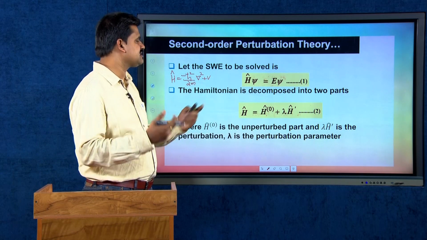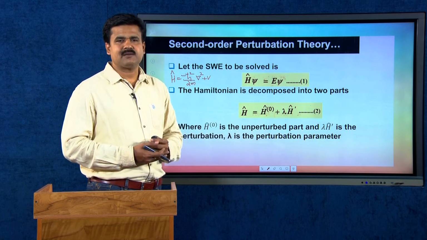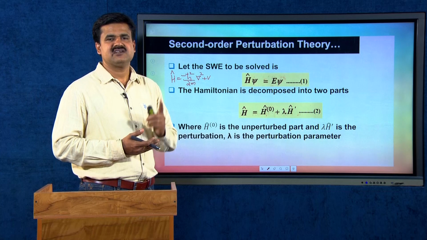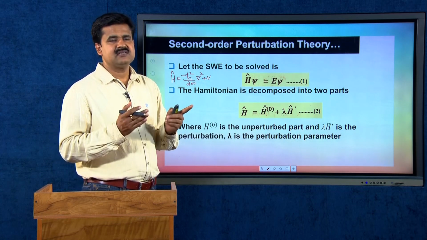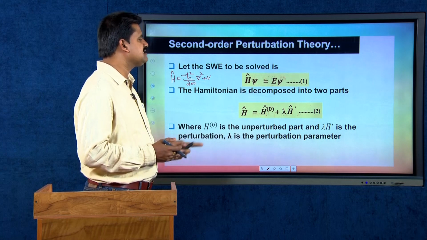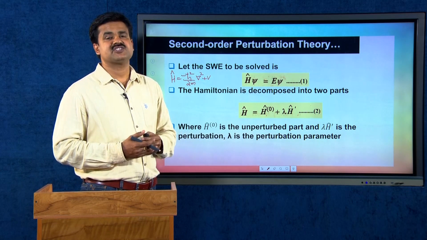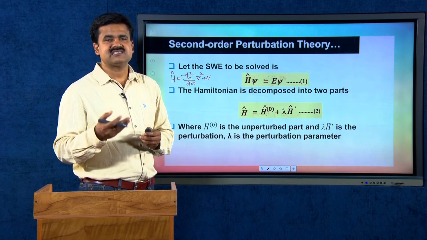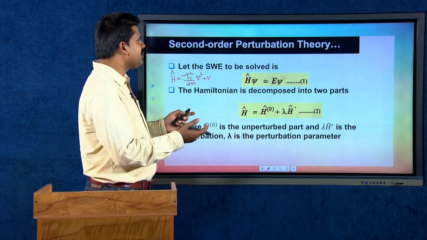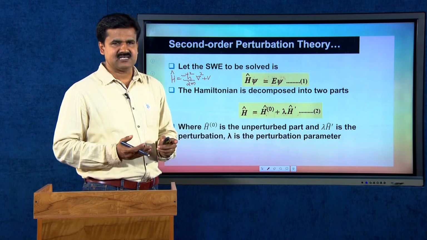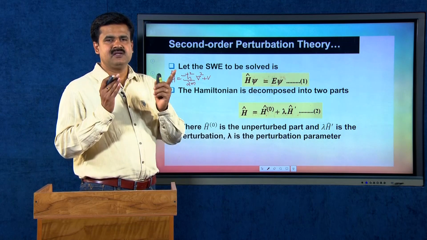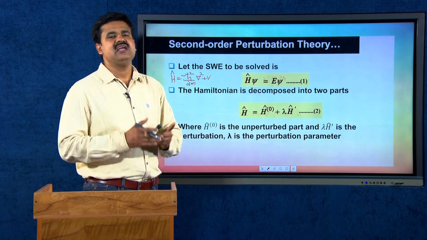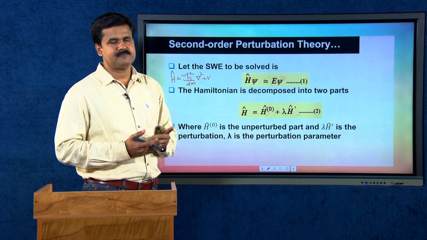As you are aware from previous modules, H hat 0 represents the unperturbed part and lambda H hat dash represents the perturbation. For the sake of convenience, lambda is taken as the perturbation parameter, and in many cases we take the perturbation parameter lambda equal to unity. Thus, the first part of the perturbation treatment is that the Hamiltonian of the system is to be broken into two components. The first part is the unperturbed Hamiltonian and the second part is the perturbation.